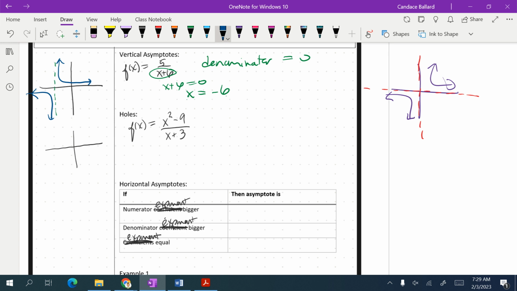The other thing we might have is what we call a hole in the graph. To do that, you have to factor first. So this numerator would factor as x plus 3 times x minus 3, and then the denominator is x plus 3. Do you see what cancels? If it cancels, it's a hole. So I would know x plus 3 equals 0. I set that equal to 0. So at negative 3, I have a hole.